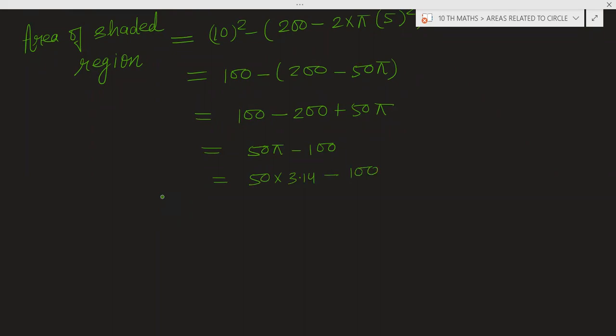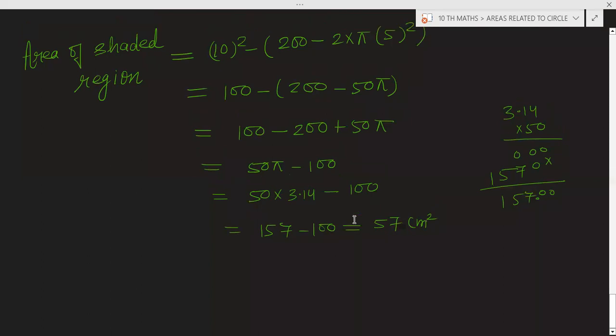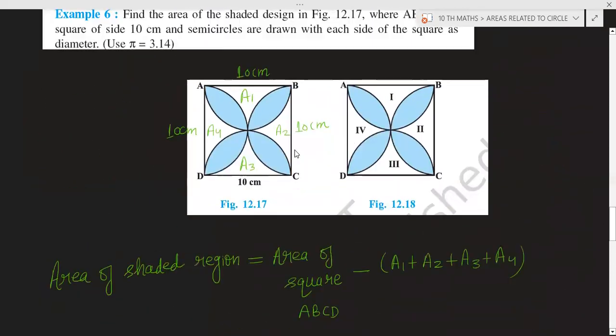So we can multiply 3.14 and 50. After the multiplication and placing the decimal point, it will be 157 minus 100. Finally we will get 57 centimeter square. Why is the area in centimeter square? Because the sides are given in centimeter.